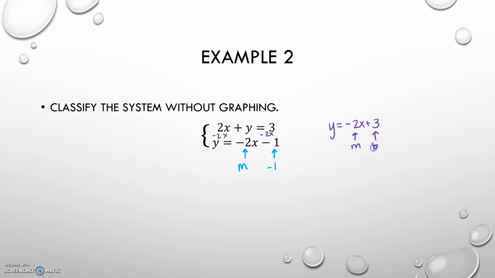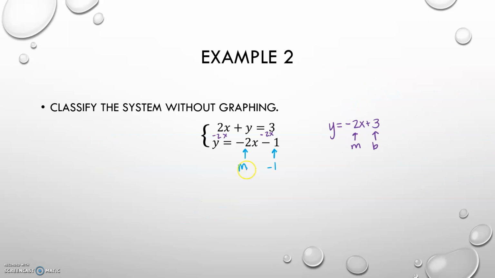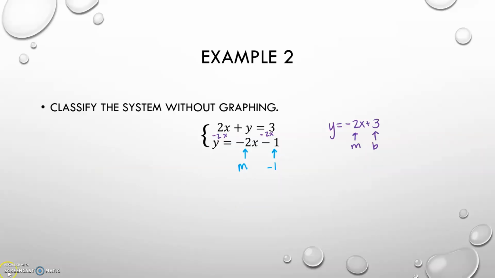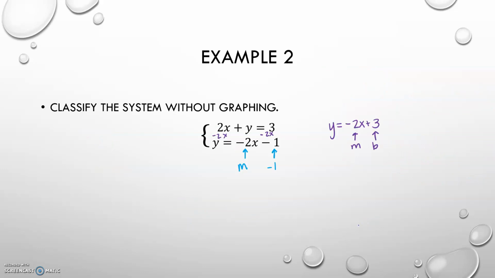So when I look at my flowchart, I want to say, do they have the same or different slopes? They have the same slope, right? Because I have a slope of negative 2 here and a slope of negative 2. Now, since they have the same slope, I'm going to say, okay, are the y-intercepts the same or different? Since they are different, it's going to be inconsistent. If I were to graph these lines, they would be parallel, they would never cross. So I would say that this system is inconsistent.